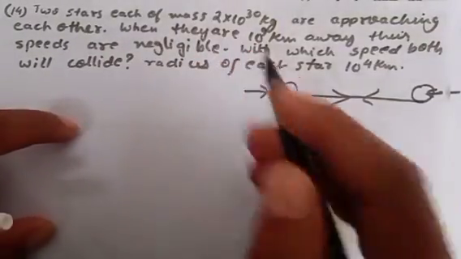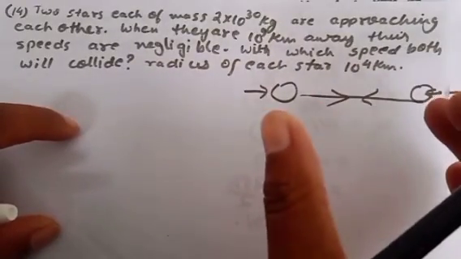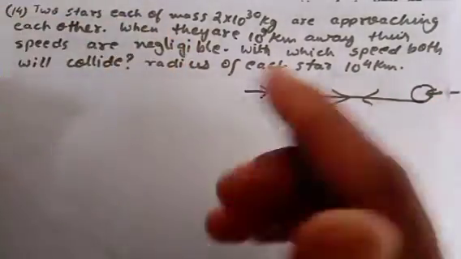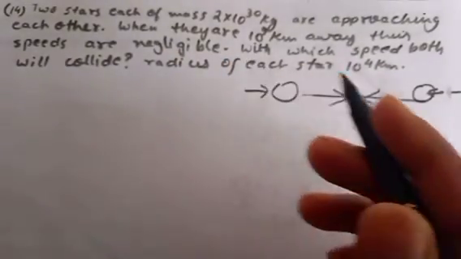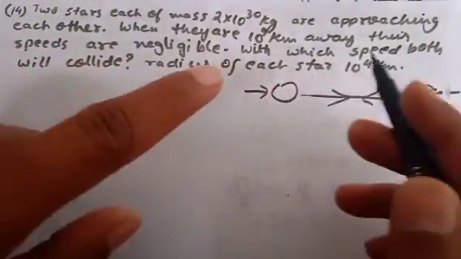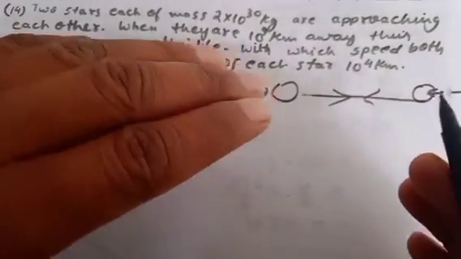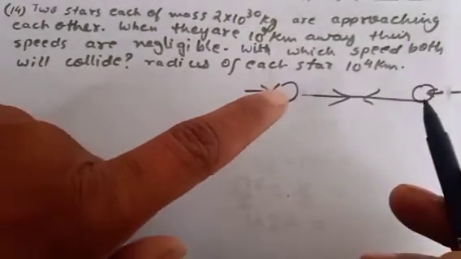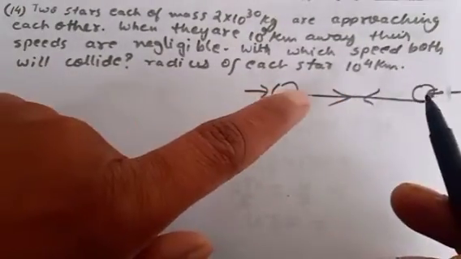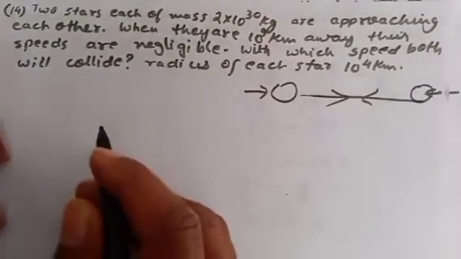Okay, two stars each of mass M, these two are approaching each other. Approaching means they are being pushed by some other agency. When they are 10 to the power 9 kilometer away, this is the situation. Their speeds are negligible; actually they are almost at rest. With which speed will both collide? Now onward they will be pulled toward each other, and finally they will collide.